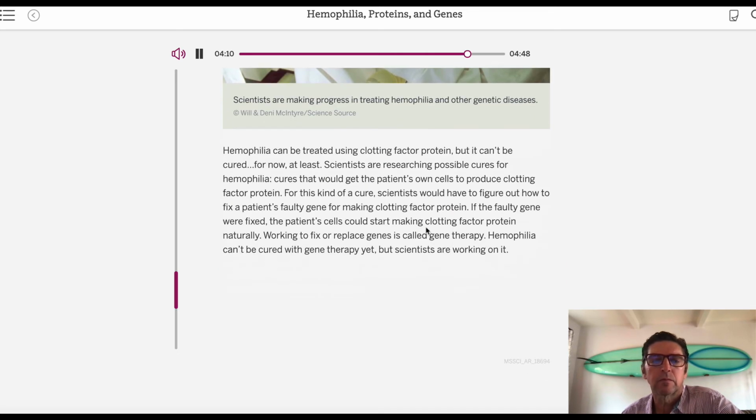Hemophilia can be treated using clotting factor protein, but it can't be cured, for now at least. Scientists are researching possible cures for hemophilia, cures that could get the patient's own cells to produce clotting factor protein. For this kind of cure, scientists would have to figure out how to fix a patient's faulty gene for making clotting factor protein. If the faulty gene were fixed, the patient's cells could start making clotting factor protein naturally. Working to fix or replace genes is called gene therapy. Hemophilia can't be cured with gene therapy yet, but scientists are working on it.